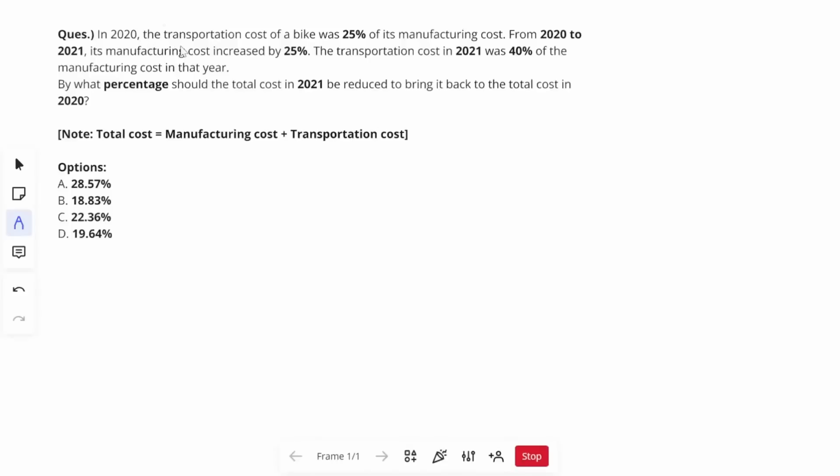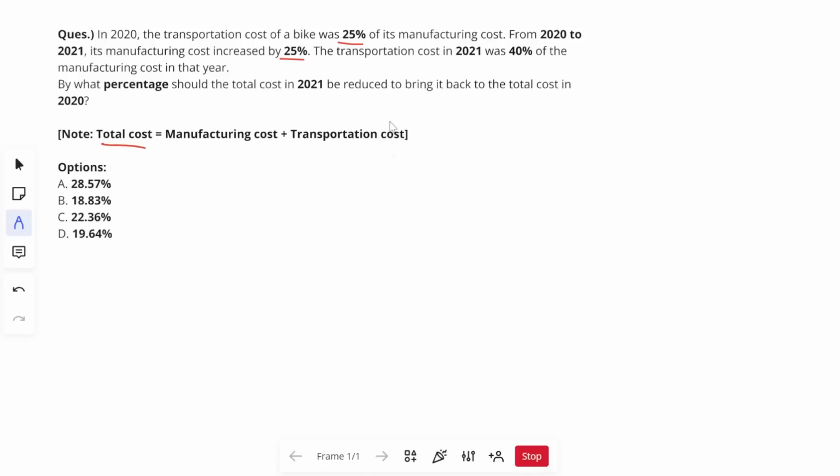The question is, in 2020 the transportation cost of a bike was 25% of its manufacturing cost. From 2020 to 2021, its manufacturing cost increased by 25%. The transportation cost in 2021 was 40% of the manufacturing cost in that year. By what percentage should the total cost in 2021 be reduced to bring it back to the total cost in 2020? See, the formula that we have is total cost equals manufacturing cost plus transportation cost. That is given to us already.